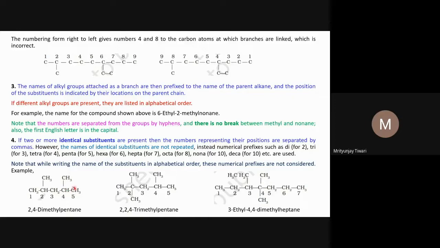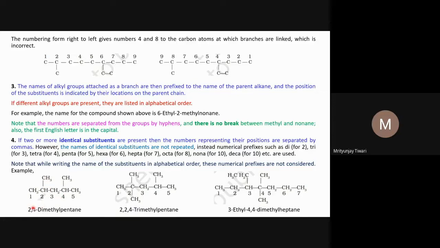But this parent chain also has different substituents attached at different positions. At the second position and the fourth position, two methyl groups are there. So for two methyl groups, we will write dimethyl. And then at what positions? 2 and 4, so 2 comma 4.